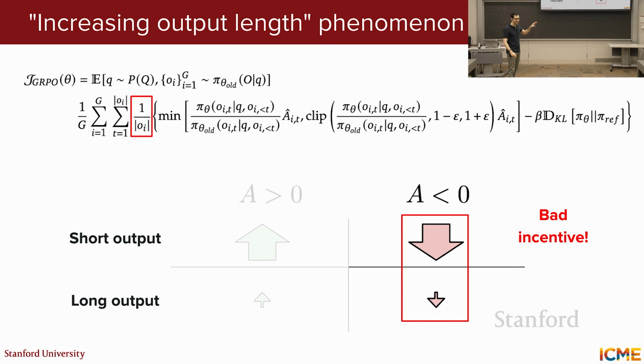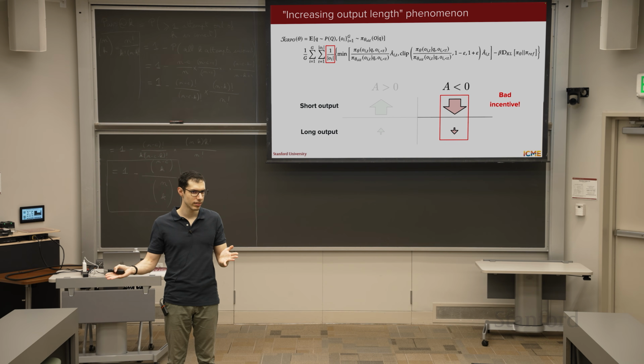And so this is the problem. This is a bad incentive. Because what you're telling your model is that if you have a short bad sentence, it is worse than if you have a long bad sentence. So that's the idea here.